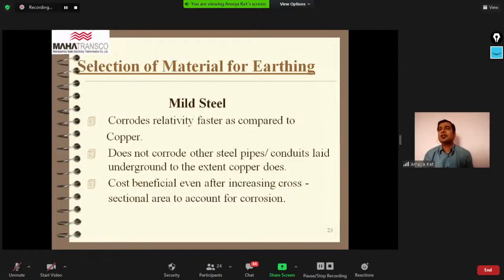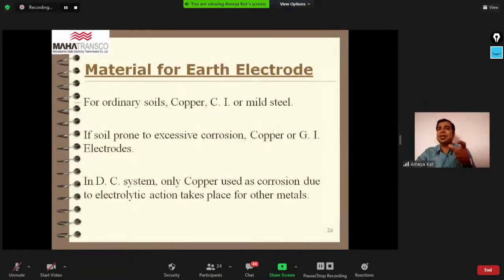Mild steel corrodes relatively faster compared to copper, but it does not corrode other steel pipes and conduits laid underground to the extent that copper does. It is cost beneficial even after increasing the cross-sectional area to account for corrosion. The very important thing is that it is cost beneficial even after increasing the cross-section area. So we have selected mild steel. This is the main highlighted point.